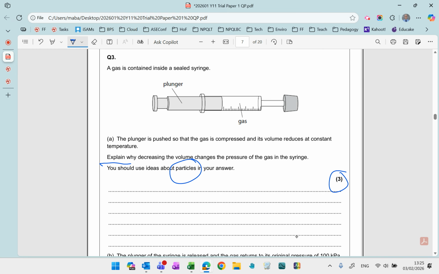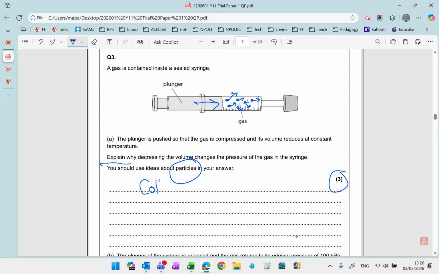Okay, so if we imagine taking our particles, it's only got 6 particles in. Okay, these are all moving around at random. My 6 particles. If I push the plunger in, then I've got the same number of particles, but now they're in a smaller volume, right? So what's that going to do? Okay, it's going to mean that they're going to collide with the walls of the container.